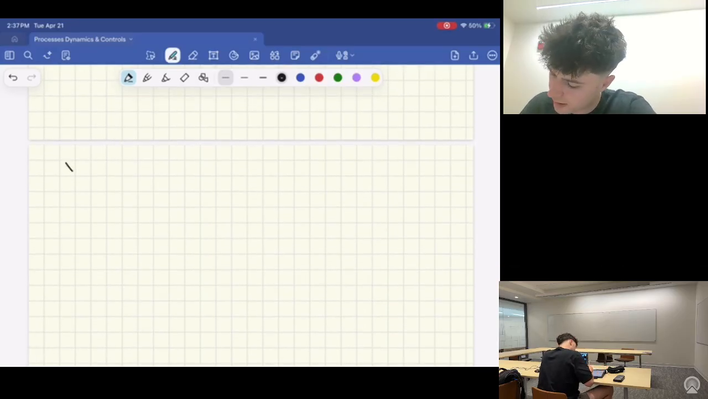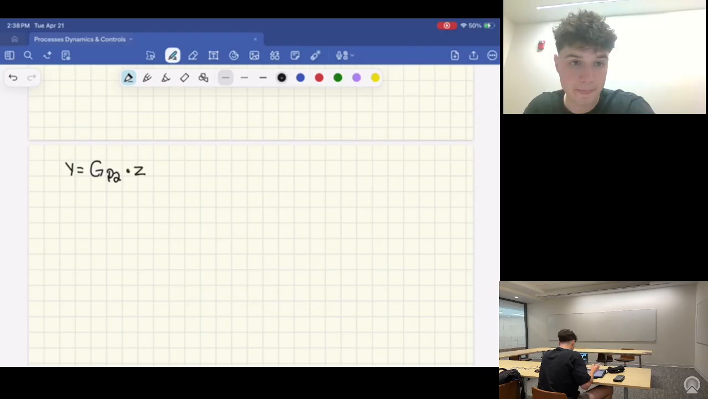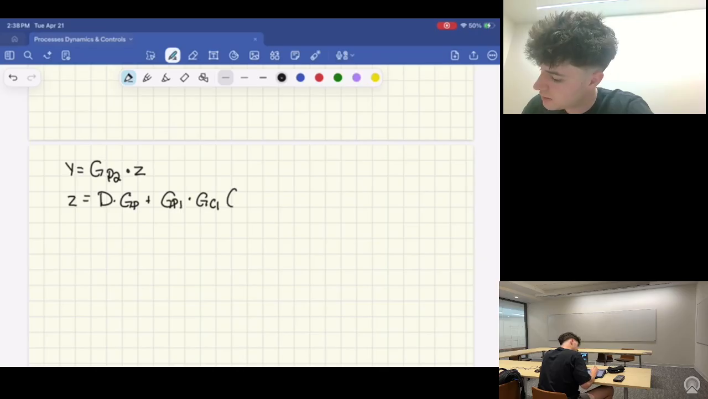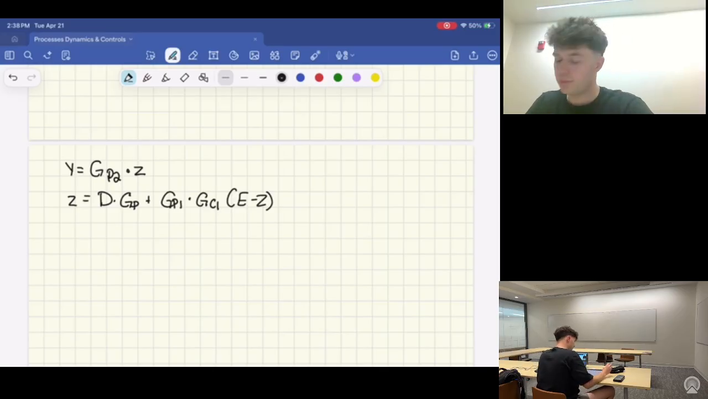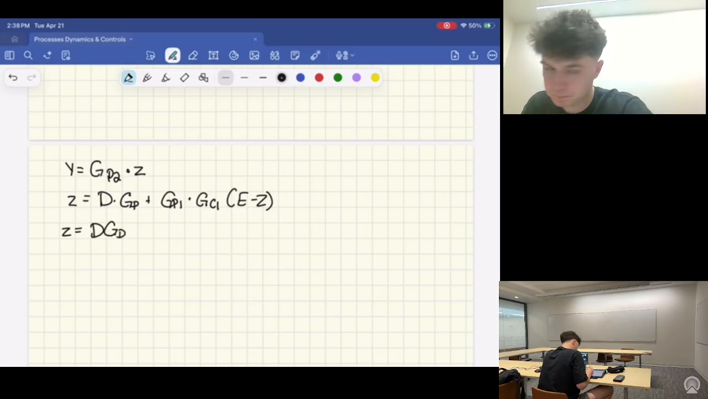This is going to be Y equals GP2 times Z, which we know that Z is going to be equal to D times GD plus GP1 times GC1 times E minus Z. So now when you substitute that into that equation, you get the equation Z equals DGD plus GP1 times GC1 E all over 1 plus GP1 times GC1.